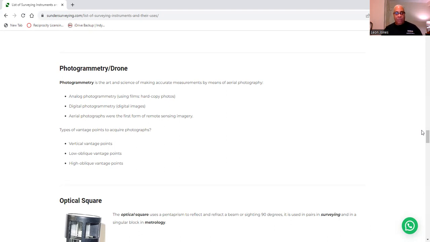Now, types of vantage points to acquire photographs. Vertical vantage points, low oblique vantage points, and high oblique vantage points.